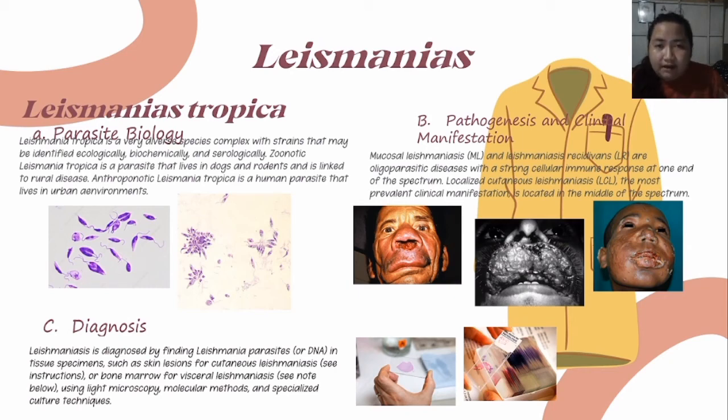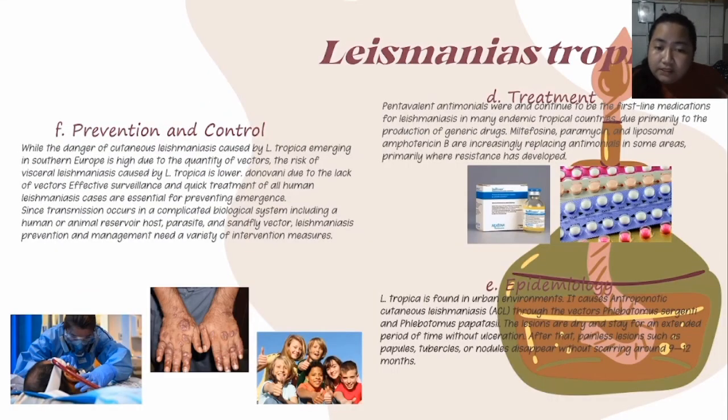And here is the treatment. Pentavalent antimonials were and continue to be the first-line medications for leishmaniasis in many endemic tropical countries due primarily to production of generic drugs. Miltefosine, paromomycin, and liposomal amphotericin B are increasingly replacing antimonials in some areas, primarily where resistance has developed.